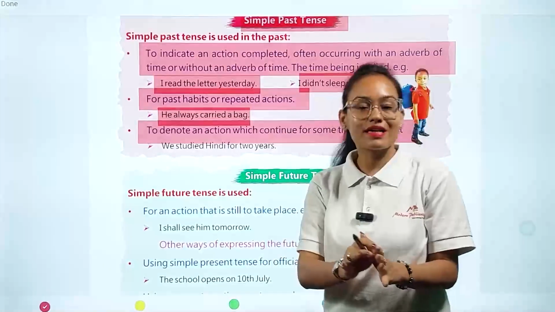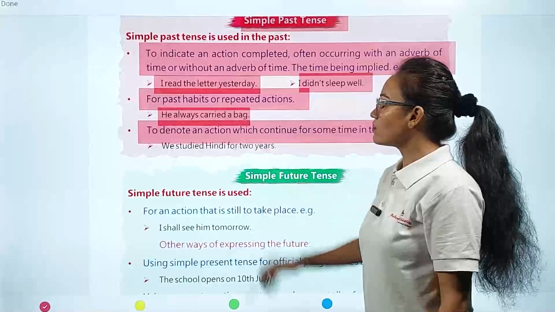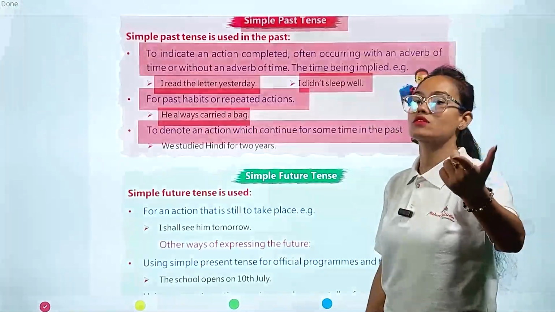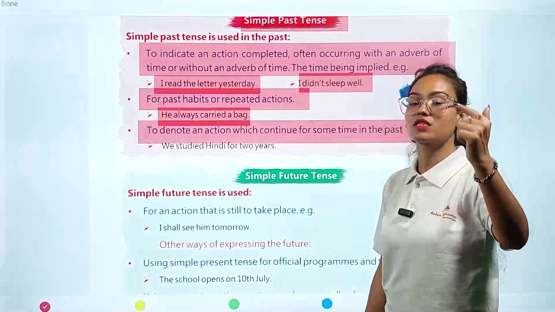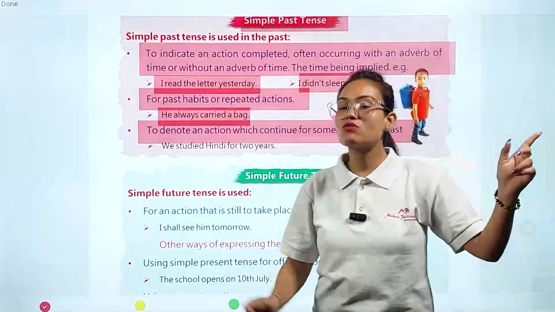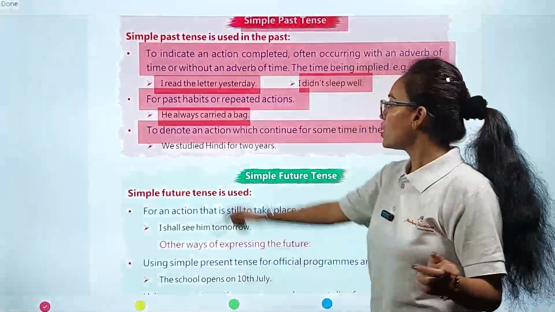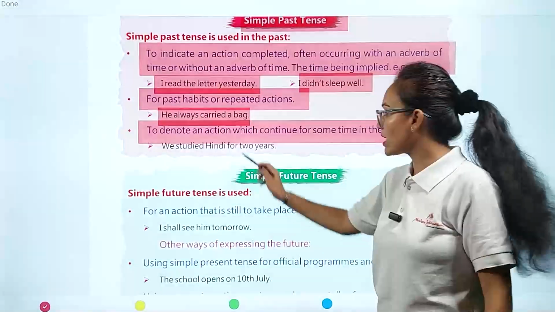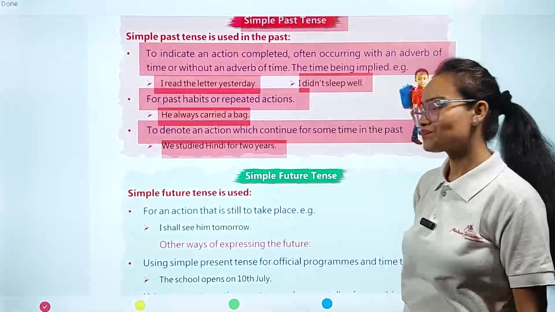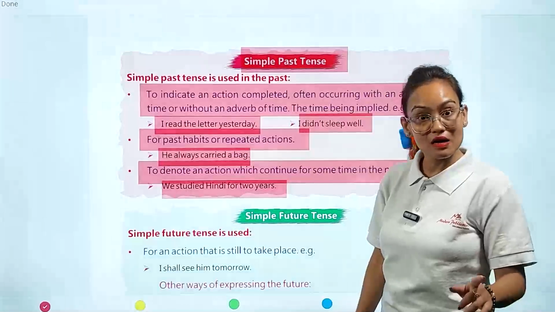Here comes another circumstance where we use simple past tense: whenever we are talking about any action which is performed continuously for some time, but in the past. Here we are talking about the continuous performance of an action, but in the past. Example, you can see, we studied Hindi for 2 years. So here you know the period of time, for 2 years. This is an example of past tense. So in these cases, my dear student, we use simple past tense.